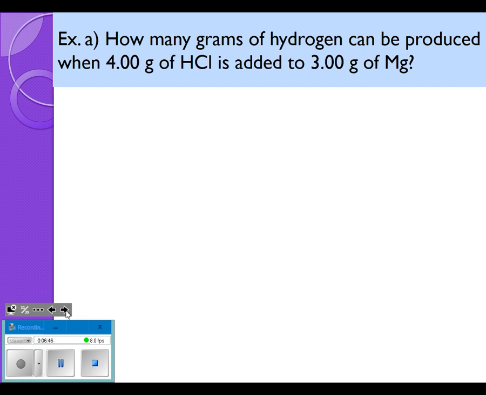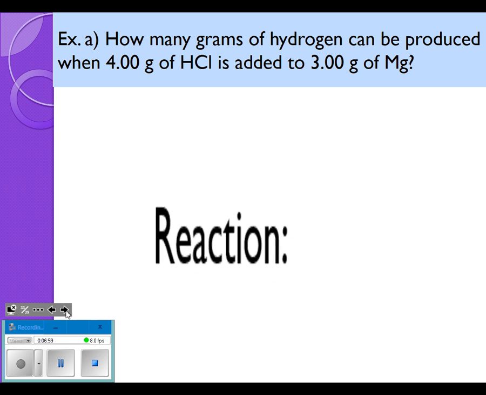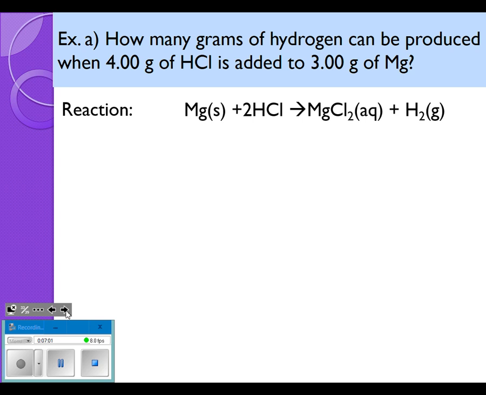So here's one. How many grams of hydrogen can be produced when 4 grams of hydrochloric acid and 3 grams of magnesium are put together or used as reactants? So we start off with the reaction of Mg plus 2 HCl yields MgCl2 plus H2. We're given 3 grams of magnesium and 4 grams of HCl. But I want to know how much hydrogen's made.